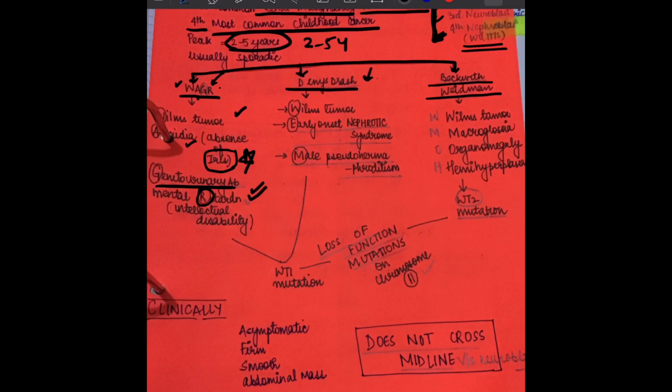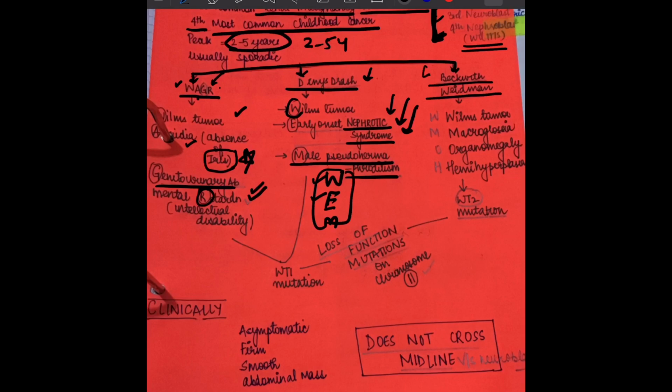Now when we talk about the Denys-Drash syndrome, you need to remember WEM. With WEM, W is for Wilms tumor, E is for early onset nephrotic syndrome. Nephrotic syndrome happens in case of Denys-Drash syndrome. And M is for male pseudohermaphroditism. So WEM is like this, WAGR, WEM.